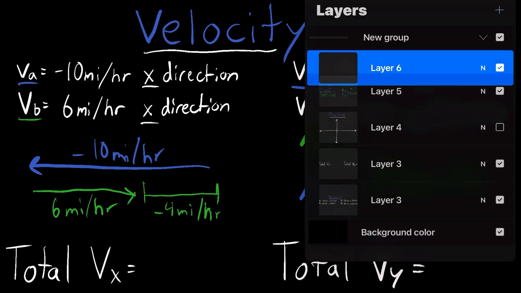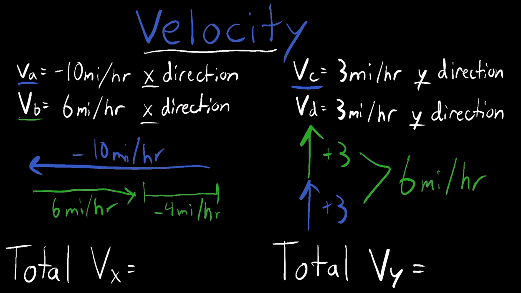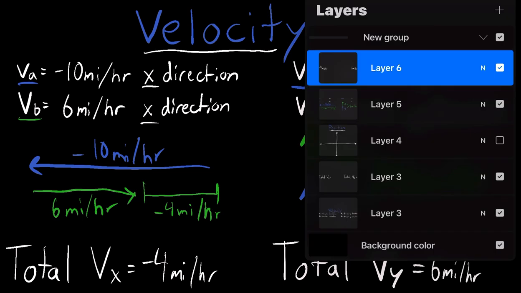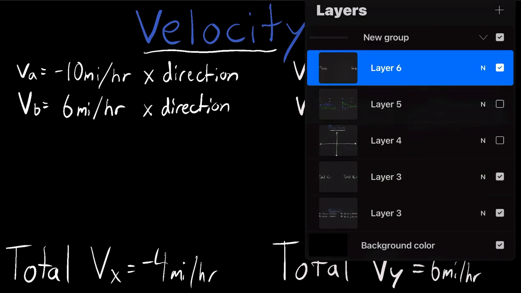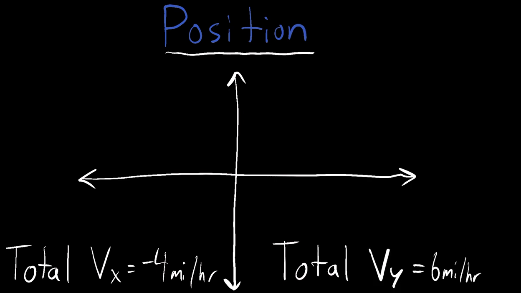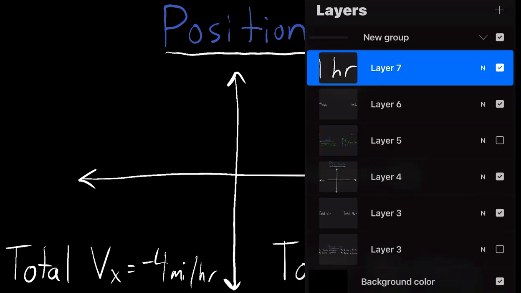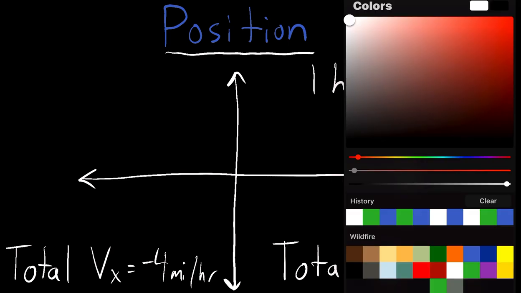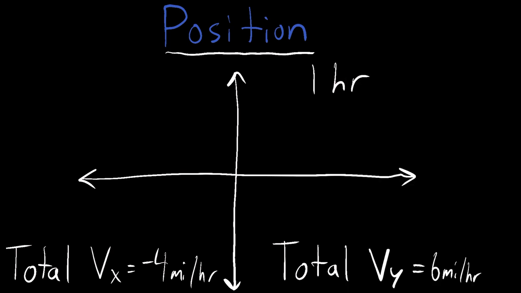So if we actually just want to draw these in, total Vx, negative 4 miles per hour, total Vy, 6 miles per hour. Now let's get to the plotting. And we'll just start off with a nice simple one here. So we'll just plot it after 1 hour. So let's look at our x direction first.